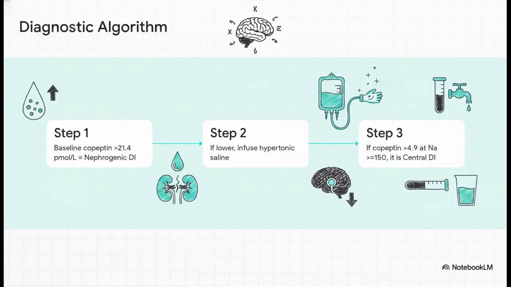Let's walk through how this builds a near-perfect diagnostic algorithm. Step 1, you check a baseline copeptin level, completely skipping any water deprivation. If it comes back elevated above 21.4 picomoles per liter, boom, you have unequivocally diagnosed AVP resistance, or nephrogenic DI. If it's lower than that, you move to step 2 and infuse hypertonic saline to intentionally drive up the serum sodium. Now, step 3. If the sodium hits 150 but the copeptin stays below 4.9, you have AVP deficiency. This elegant test separates deficiency from polydipsia with an incredible 96.5% accuracy.